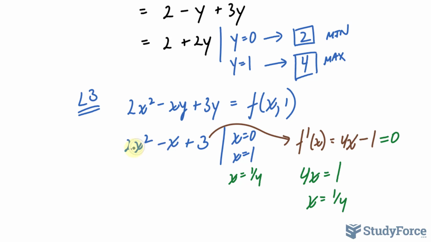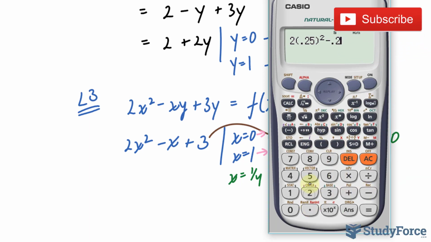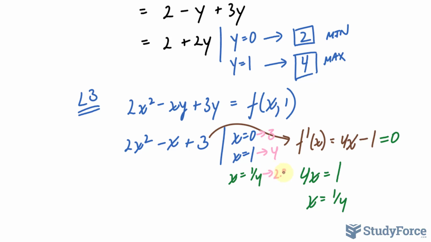If I substitute 0, this becomes 0, that becomes 0, we end up with an output of 3. Substituting 1, 2 minus 1 is 1, plus 3, that's 4. And substituting a quarter, let's use our calculator. 2 times 0.25 to the power of 2 minus 0.25 plus 3. We end up with approximately 2.875. This will be our minimum, and this will be our maximum. Let's write that down. Max and min.